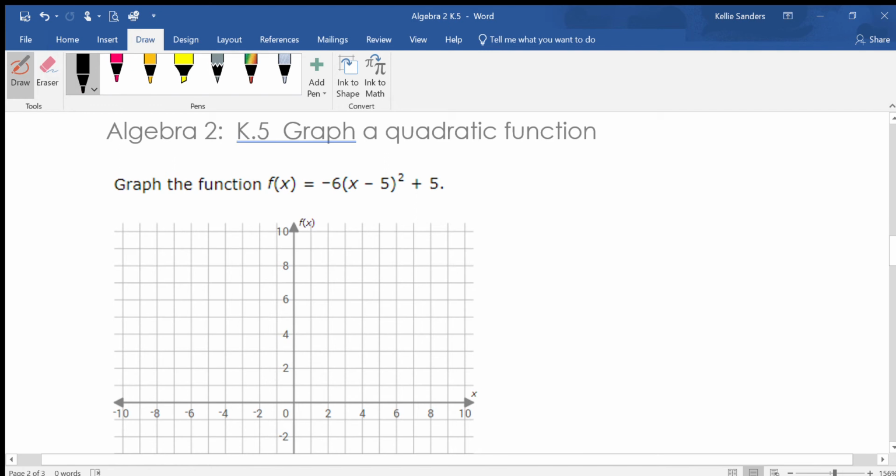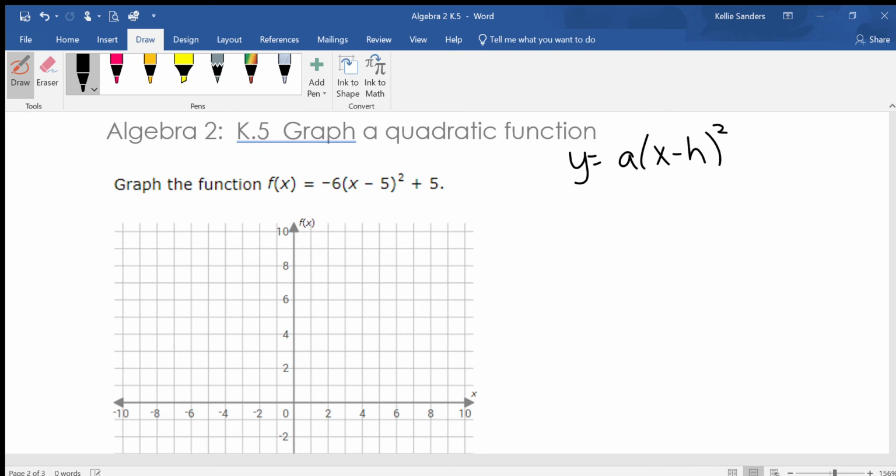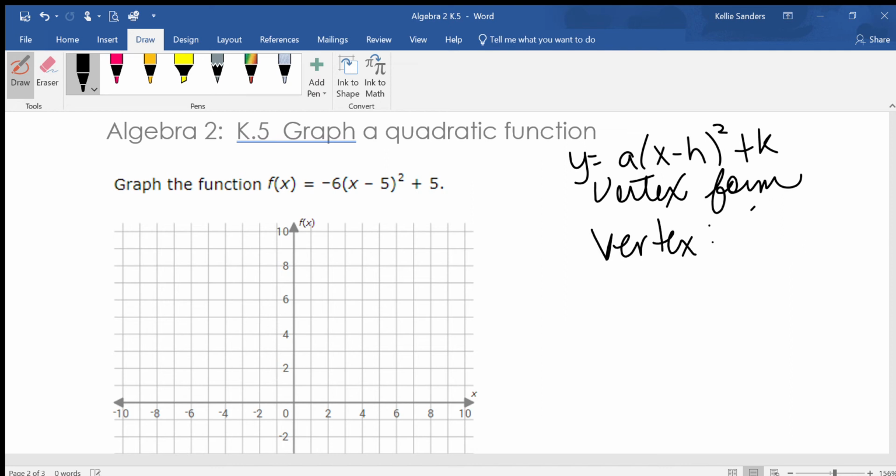Now, we have y equals a times x minus h squared plus k form this time. This is called vertex form. The reason it's called vertex form, I can just look at the problem and know where the vertex is without doing any work whatsoever. So the x of the vertex is opposite the h, or opposite this number.